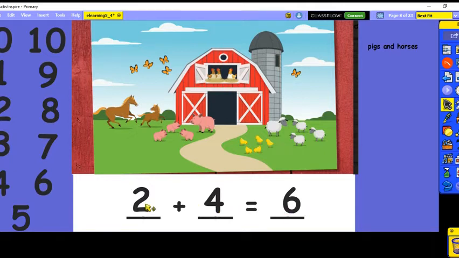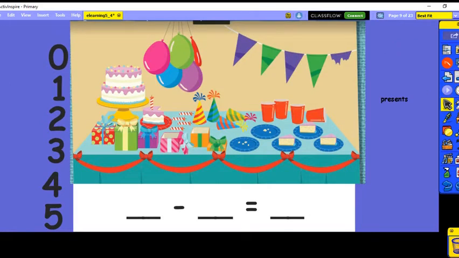The related fact, all we do is change the order of the add-ins. 2 plus 4 is 6, or 4 plus 2 equals 6. All right, now let's look at our picture.